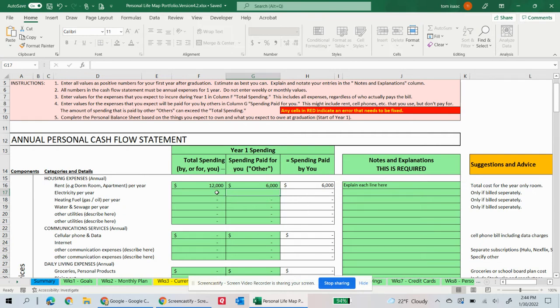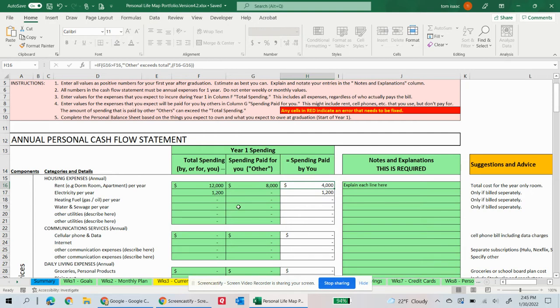And then maybe your electricity is $100 a month. That would be $1,200 a year, and you pay all of that. So the paid by others would be zero, and you can see there's the $1,200. You could use this structure as well if you had a roommate. You could say, my rent is $12,000 a year, $1,000 a month, and I have two roommates, and they're each going to pay a third. So $8,000 is paid by my two roommates, and the net amount to me is $4,000.